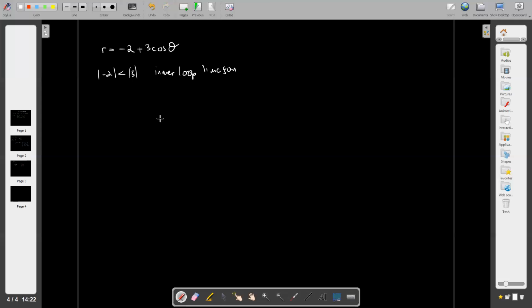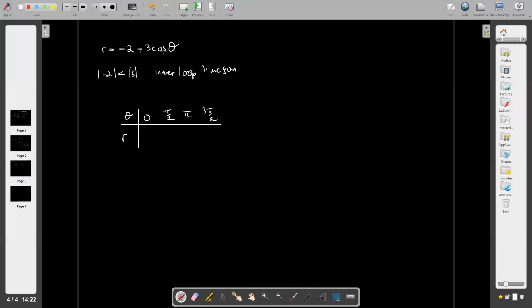Okay, so an inner loop limacon. It's plus 3 cos something, so you can imagine it's stretching out to the right. We just need to know the details of the table. Same table every time for these. So we're going to have theta, r: 0, pi on 2, pi, 3 pi on 2.